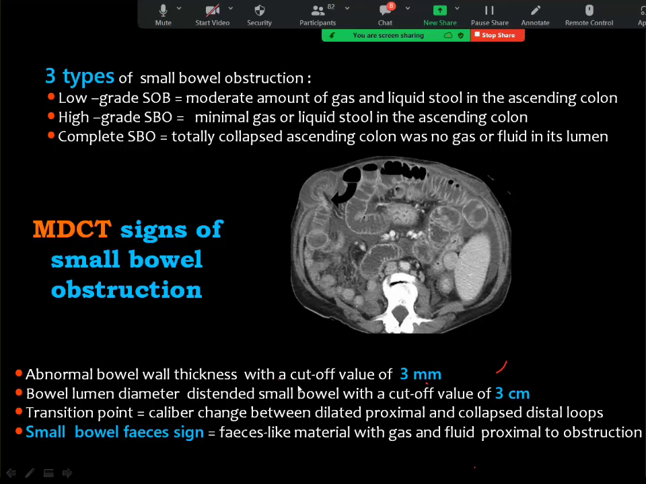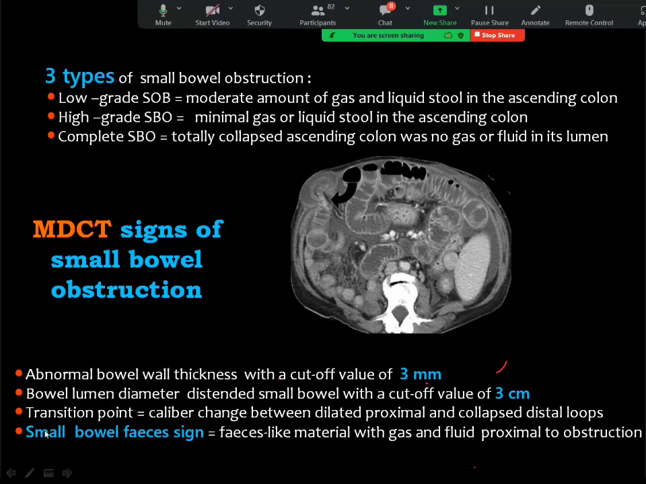The thickness of the wall of the obstructed bowel: usually the bowel wall thickness cutoff value is 3 millimeter, and above this is considered edematous. Then the bowel diameter cutoff is 3 centimeter, and above this it's considered dilated. And you try to identify the transition point between the obstructed and the non-obstructed bowel.